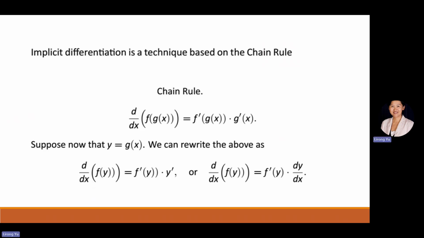All right, so what do we do? The process of implicit differentiation is based on the chain rule. So if you've got a very complicated function and you try to find the derivative, this is the chain rule. You would differentiate the outside function, keep the inside, and then multiply by the derivative of the inside function.